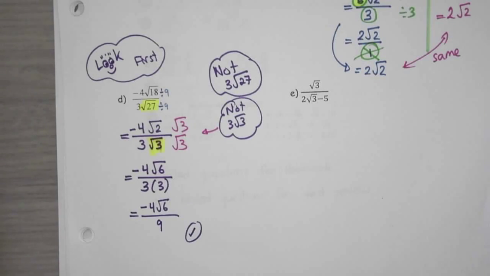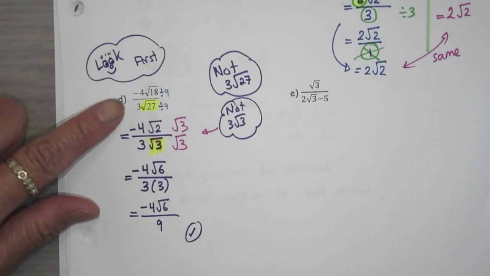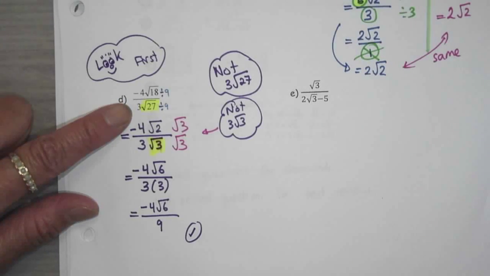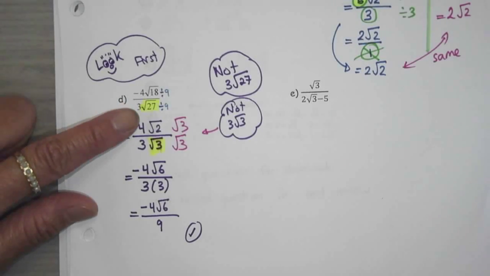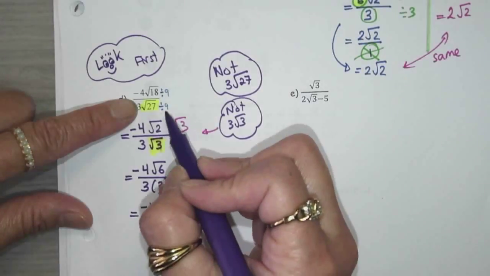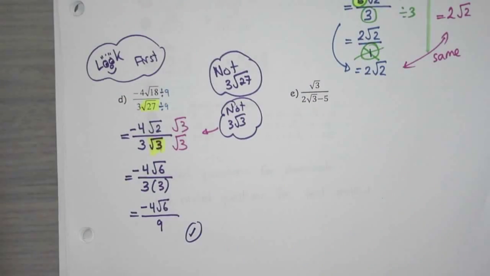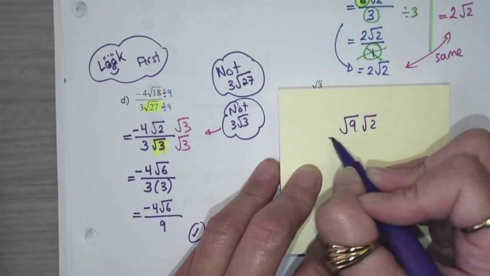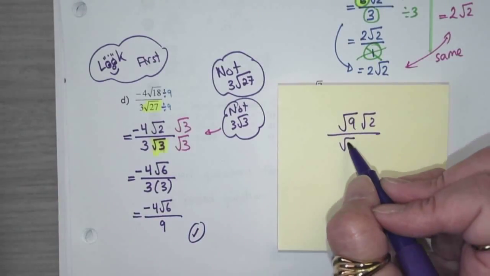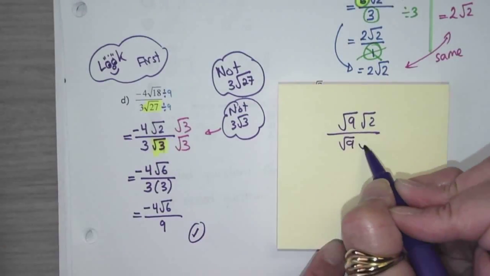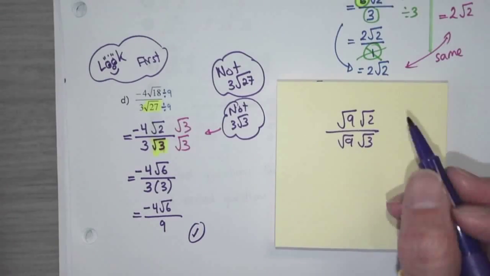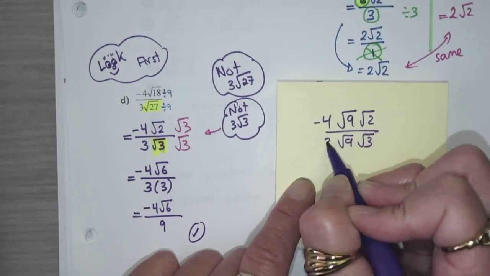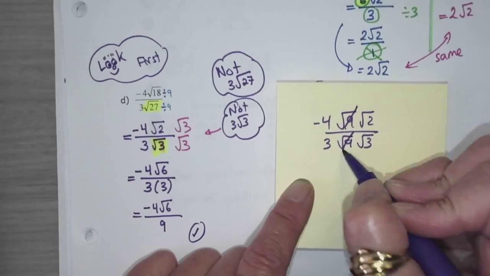The first step, when you canceled out the root 9, can you write it in the first step, like root 9 times root 2, and root 9 times root 3? Yes, you can do root 9. So the question is, can you write it out? So you've got the root 9, root 2 over root 9 and then root 3 like that. And then you've got the negative 4 and the 3 like that. So yeah, you can do it that way and cancel it that way.